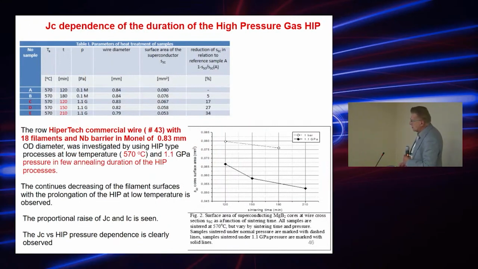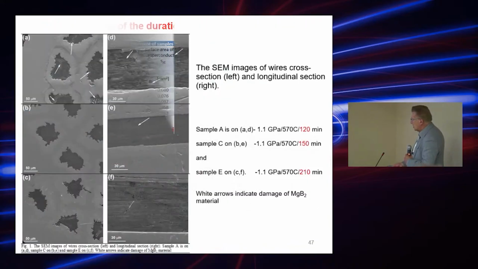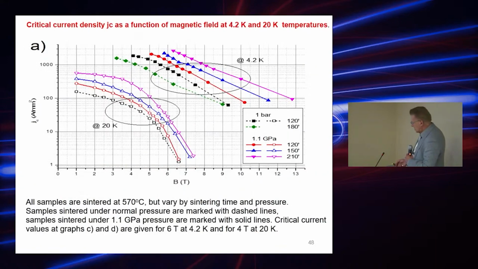That when you make the annealing of, for example, a typical Hypertech commercial wire, we can get denser and denser material using HIP, and here we can observe how it changes the cross-section structure of the multicore wire, as the dimension gets lower and lower, and you see how the JC changes.